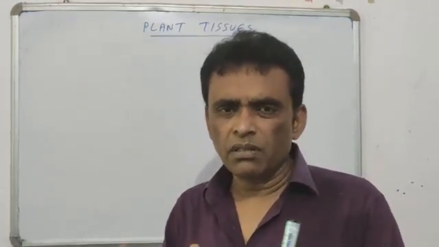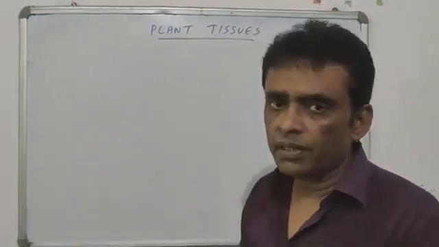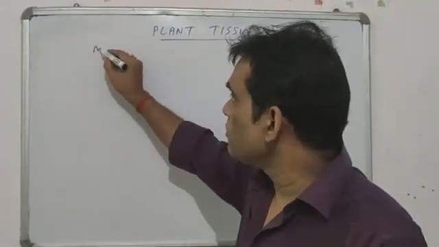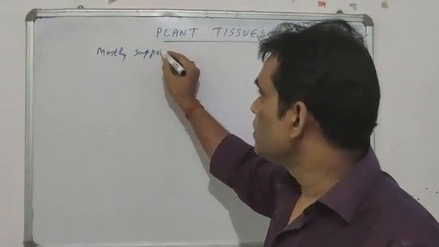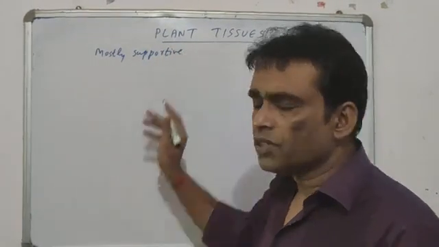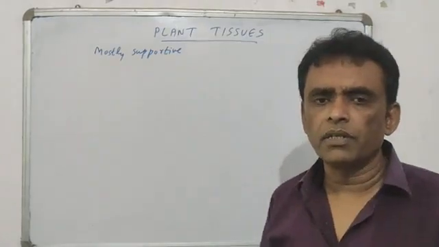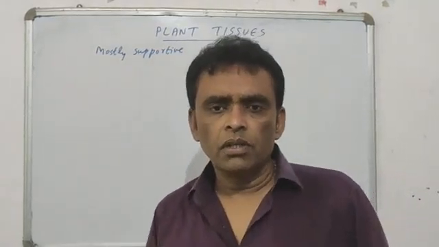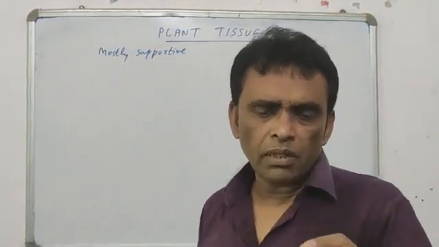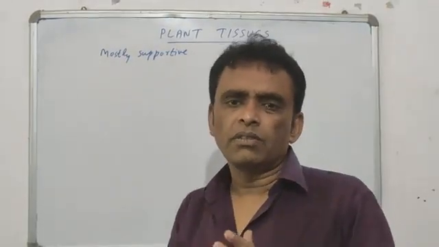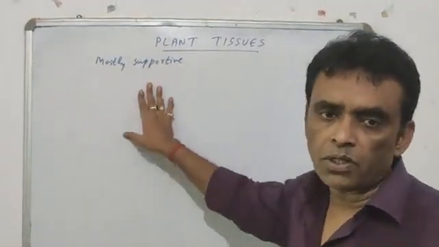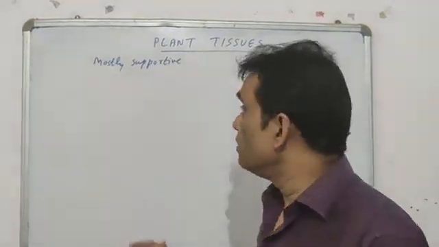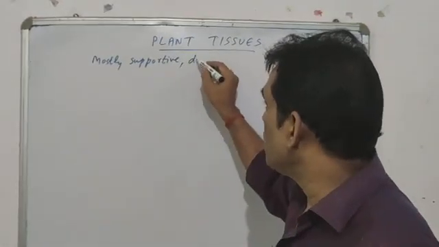What are the basic things in which they are different? The plant tissues are mostly supportive in nature. In animal tissues, the supportive tissues are limited in number, say 10 to 20%. But here a large portion of plant tissues are supportive in nature. Most of them are dead tissues.